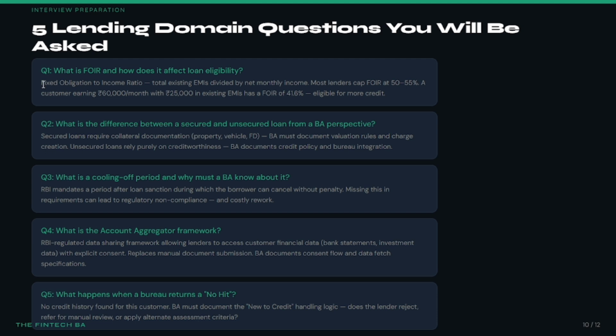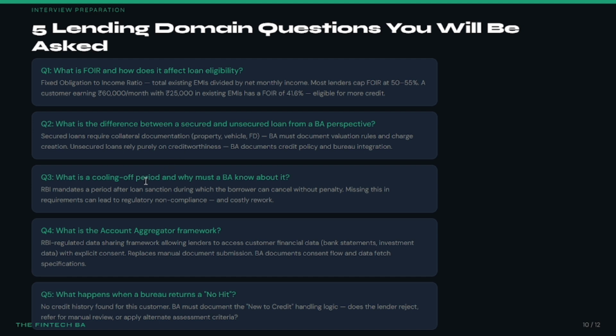So here I have mentioned: what is FOIR and how does it affect loan eligibility? You should know these things, and you should know the FOIR calculations as well. Then, what is the difference between a secured and an unsecured loan from a BA perspective? As I mentioned, a personal loan is unsecured, and a home loan is the secured one. We should understand the difference between secured and unsecured loans.